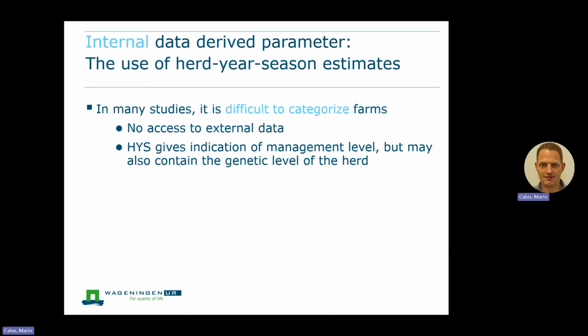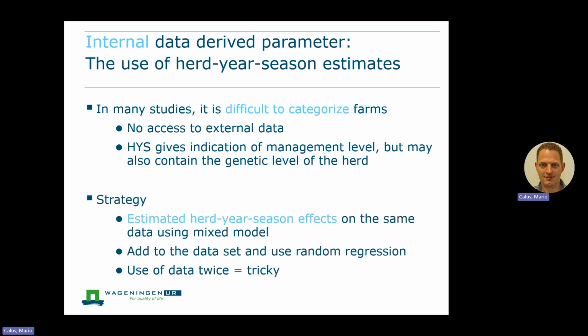So then, as I said, the pragmatic way to go about this is to use herd year season estimates, typically of the same trait that you're modeling the G by E for. The strategy is that you use the same data, the same mixed model, but there's no reaction norm in it yet. You first estimate these herd year season effects, and then in the next model, you use the estimates of those herd year seasons as the environmental descriptor. You do use the data twice, and that can be a little bit tricky.